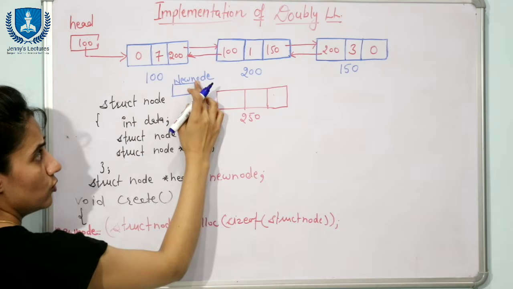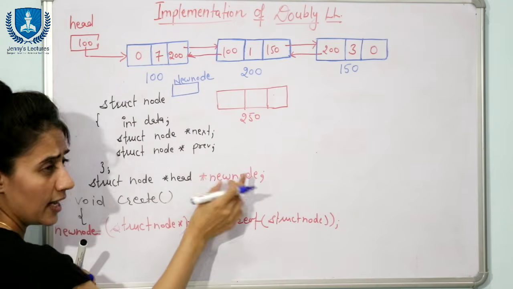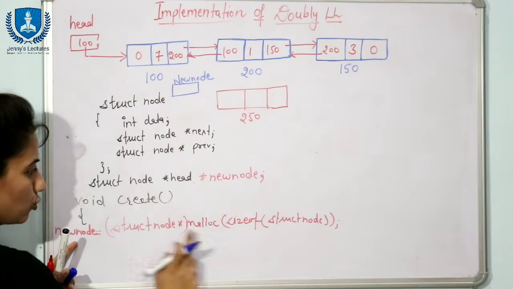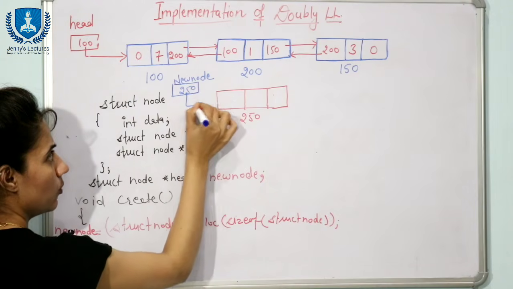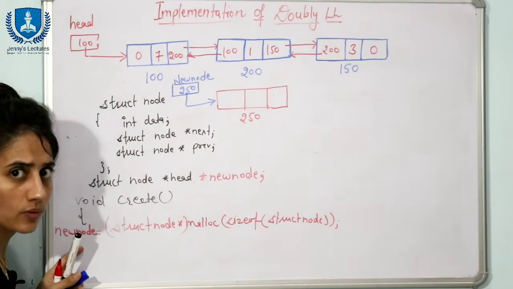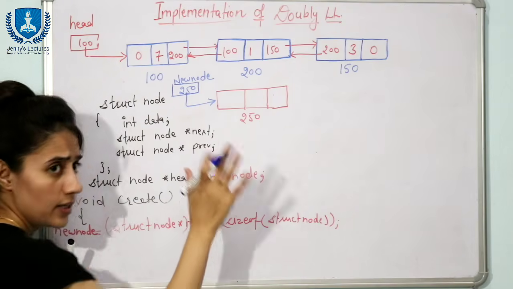So you can say this new node is a pointer that has been created, and this pointer is going to store whatever malloc returns, that is 250. It is going to store 250. So it will point here now, right? Now this has been created.